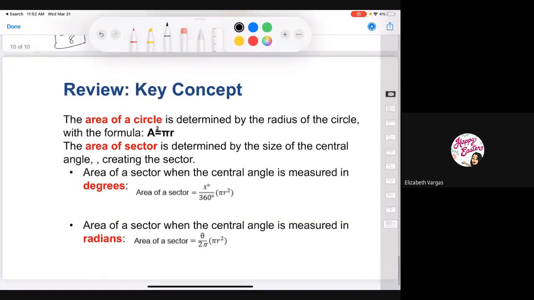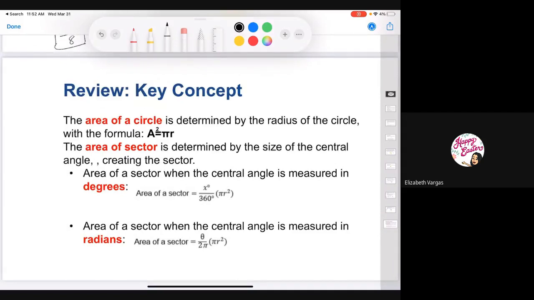No? Okay. And so what did we look at today? We learned how to find the area of a circle. We find area of a circle by using this equation right here. This 2 is supposed to be over here. Sorry. Okay, so area equals pi times radius squared. That's how you find the area of a circle. And then to find the area of a sector, if you have your central angle in degrees, then you want to use this equation right here. And then if you have your angle in radians, then you want to use the equation that has this right here.